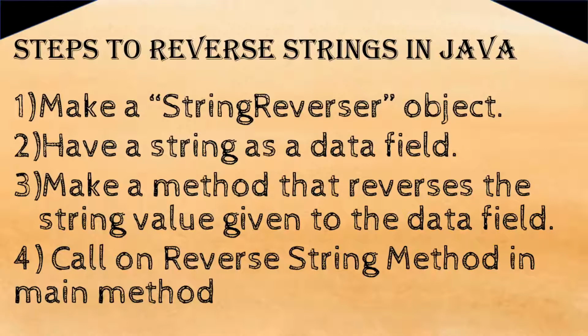Alright, here's our 4 steps to reversing strings in Java. First, make a string reverse the object. Have a string as a data field. Make a method that reverses the string in the data field, and then call on that method in the main method. Alright, now we're about to slide over to the actual code.